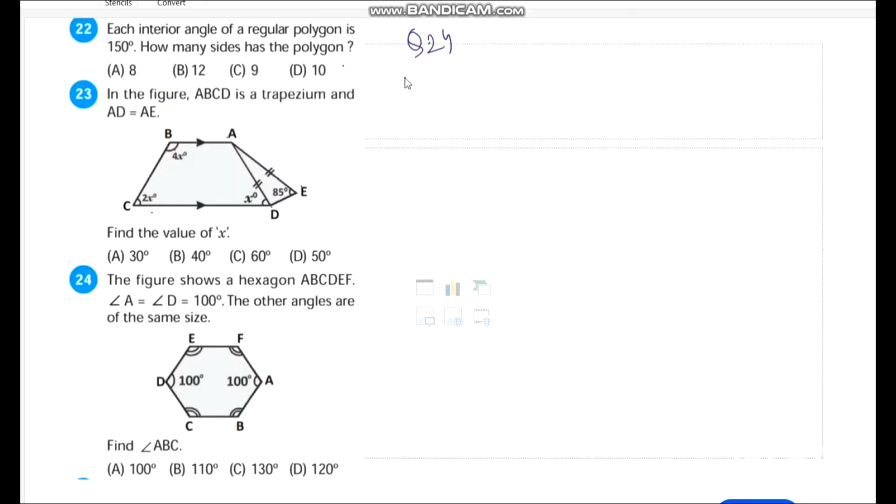Question number 24. What they are saying: the figure shows the hexagon ABCDEF. Angle A is equal to angle D is equal to 100 degrees. How much is the answer? 130 degrees. Right? Good. What is the formula you applied? 6 minus 2 into 180 is equal to 720 degrees. Right? So the sum of the angles is also 720 degrees. So by this you will find out the value of x.